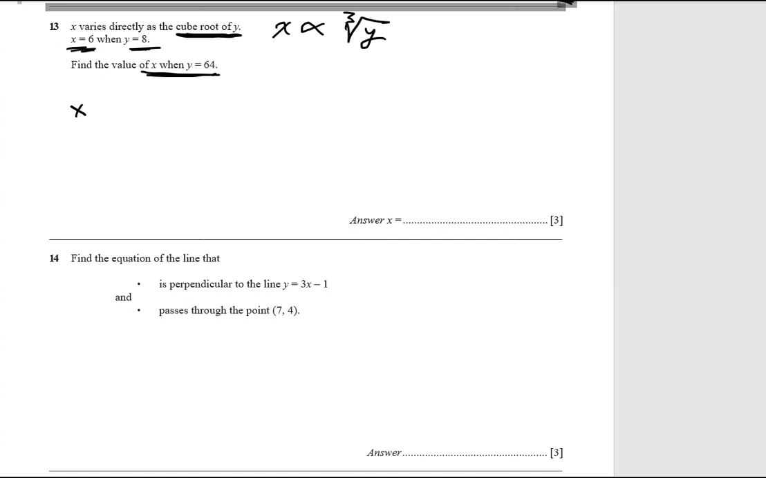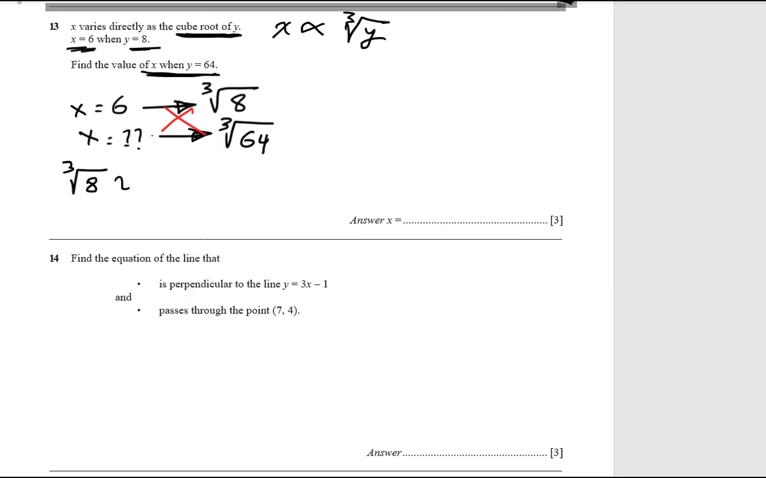So when x is equal to 6, y is equal to 8 under the cube root, because this is the equation. How much is x? I don't know. If y is equal to 64, now cross multiply: x multiplied by the cube root of 8 is equal to 6 multiplied by the cube root of 64. Let us write the equation.